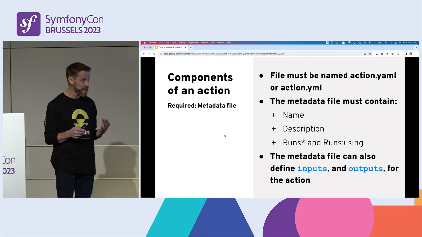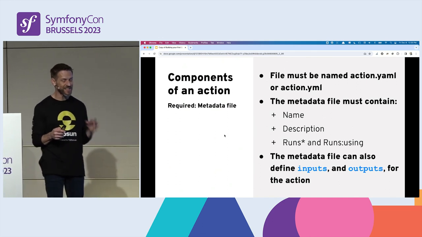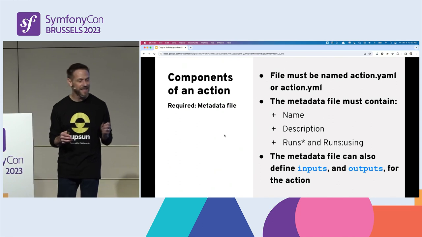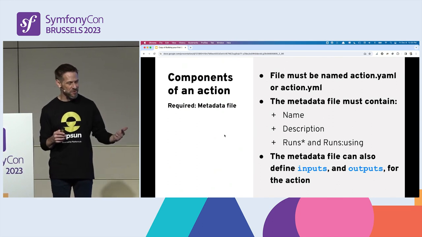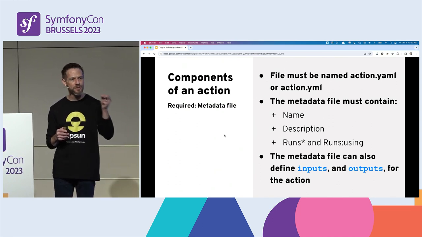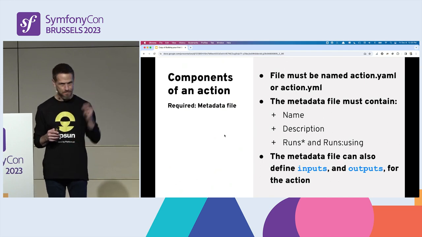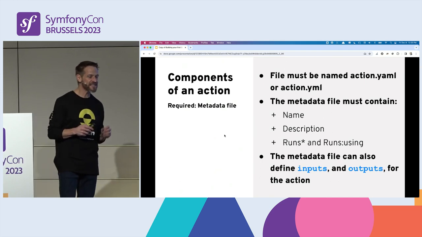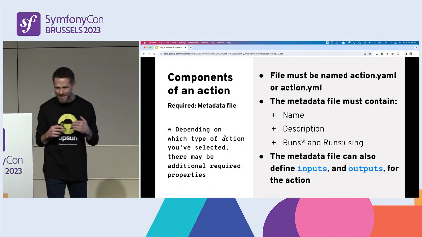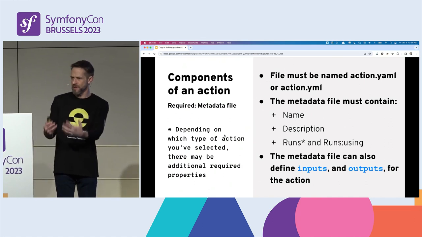It has to contain at least 3 properties, 4 technically. It has to have a name, it has to have a description, and it has to have the runs property with the runs using sub-property. Must have all of those. And it's that runs using that tells the actions platform what type we're going to use.